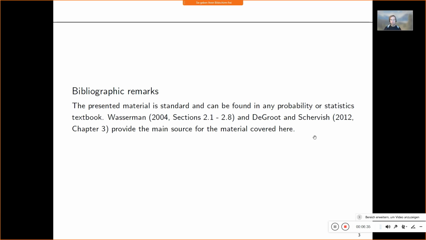The material that we are covering today is really standard, so you find that everywhere. The stuff that I'm presenting is mainly inspired by the Wasserman and the DeGroot and Schervish books, but really you find this everywhere, and it's good that you find it everywhere.